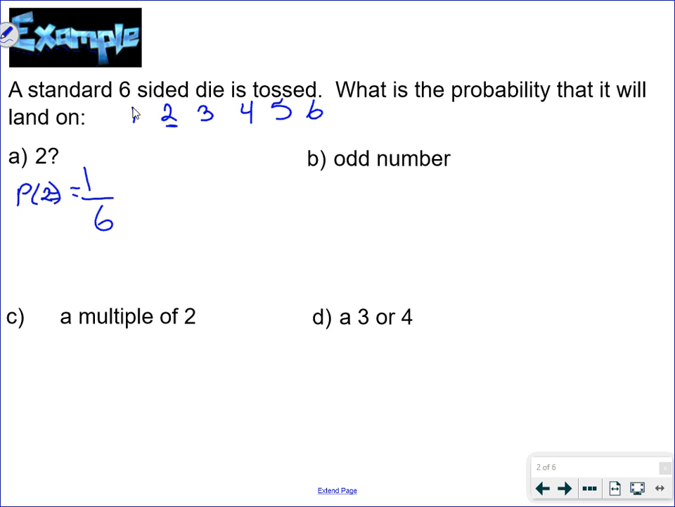For the next one, what is the probability of rolling an odd number? The odd numbers are 1, 3, and 5. So there are 3 options of an odd number out of the total number of options, which is 6. So 3 out of 6. We can put this into lowest terms, which would be 1/2.